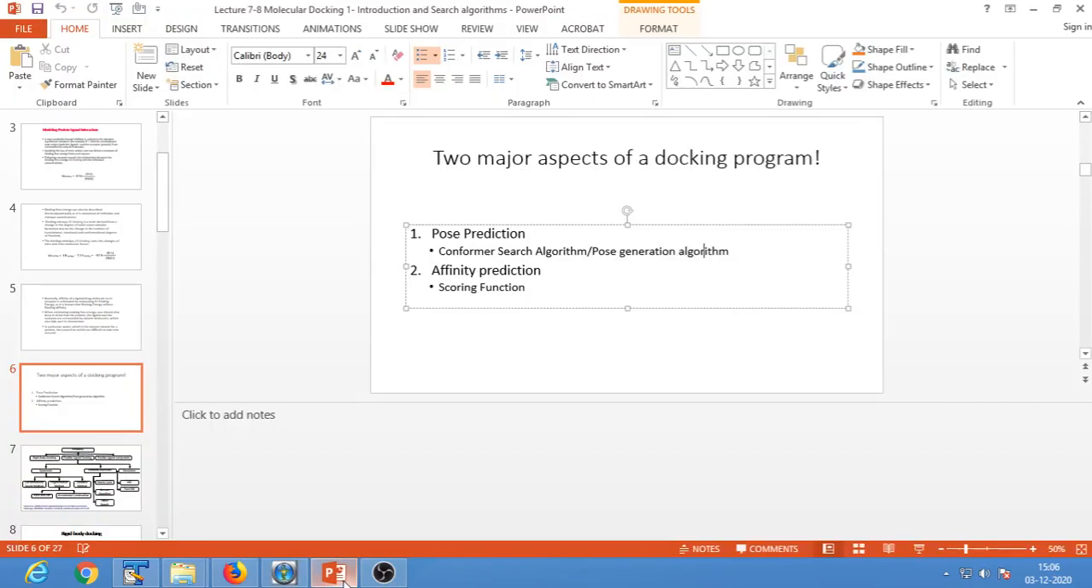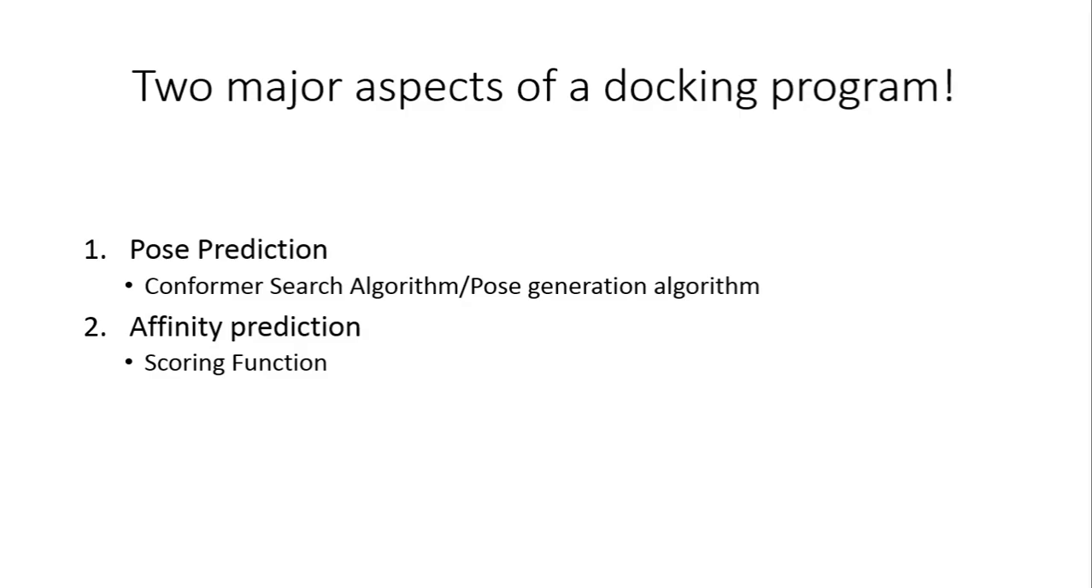So whatever the software might be, it has to predict the pose, and the prediction of pose is done by the conformer search algorithm or pose generation algorithm, and the job of affinity prediction is done by the scoring function. It is this scoring function that would calculate the binding free energy or affinity for each and every pose that is generated by the pose prediction algorithm. So this is how these two things work hand in hand.